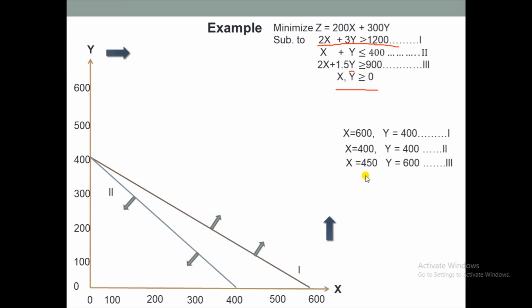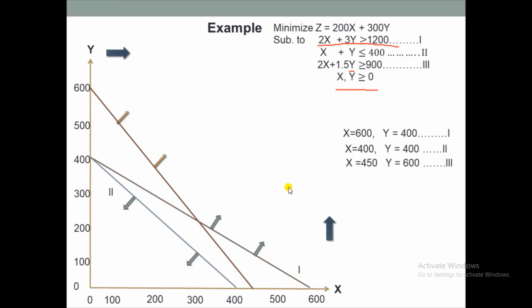Third coordinates are 450 and 600. So here is 450, here is 600. So it is going to be the line connecting the two points 450 and 600, and the inequality is greater than type, which means above the line. So this is above the line, this is above the line.